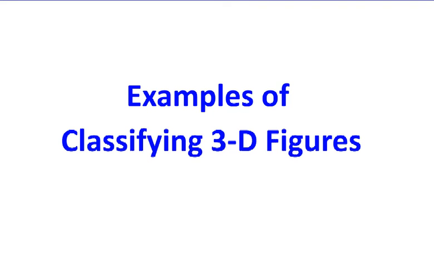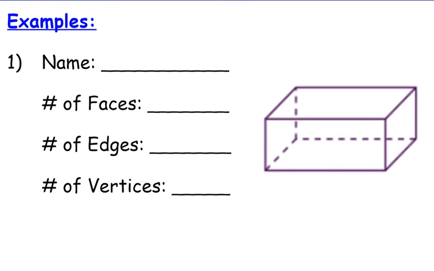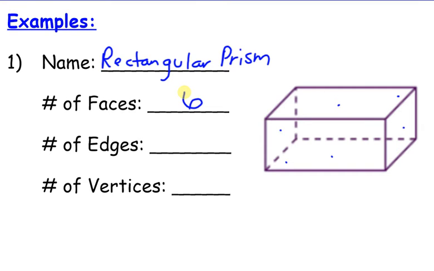Okay, so let's start to look and classify some of these 3D figures. Okay, so here we have what's called a rectangular prism. So here is a rectangular prism, okay? How many faces does it have? It has 1, 2, 3, 4, 5, and 6. Has 6 faces.